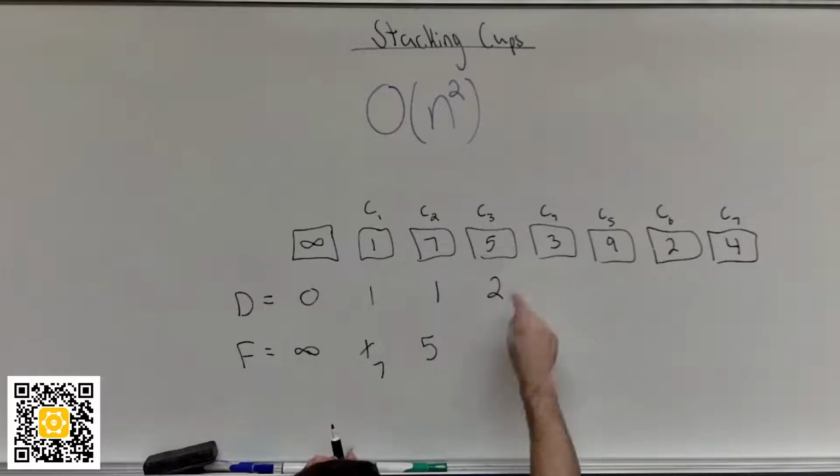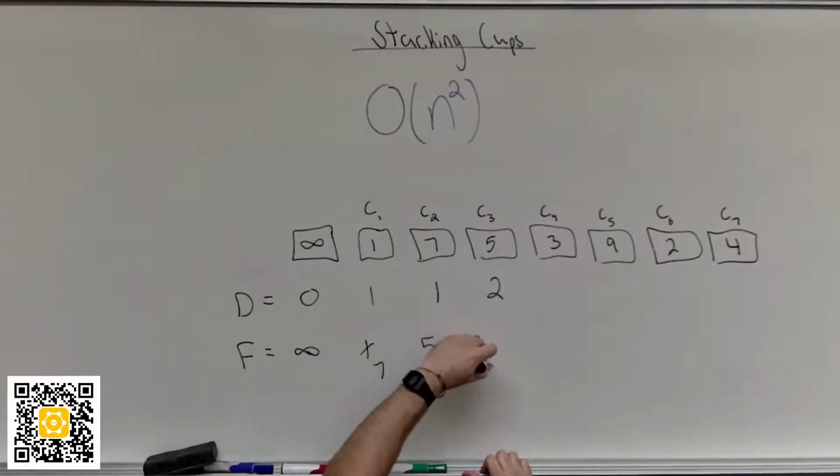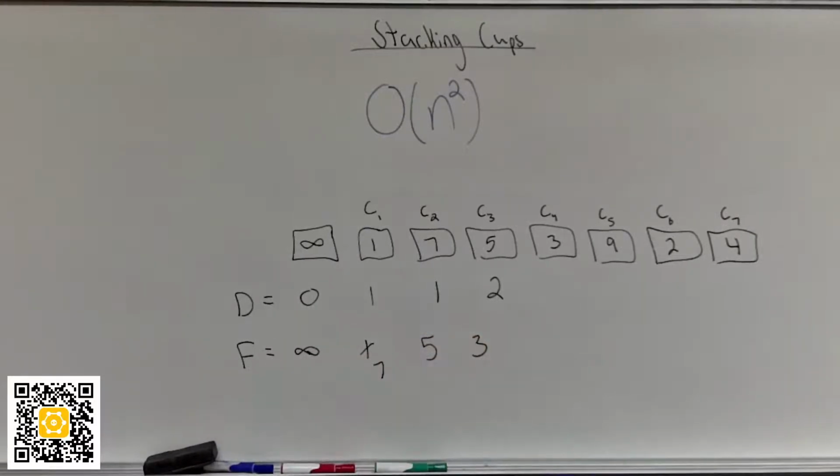Now we look at 3. 3 does not land between 7 and 5. It lands after 5. So let's go ahead and add it to this F array. This looks at 5, and then increment by 1. Now we have 3 here.